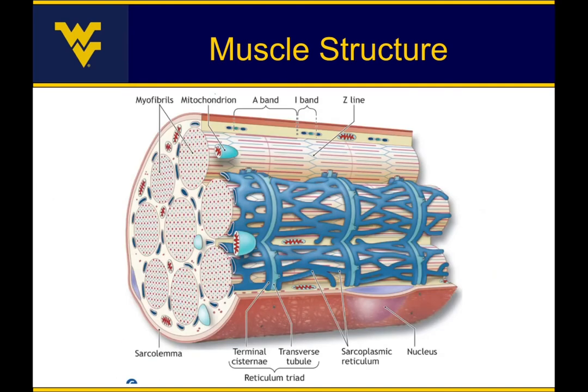In this image, we can see the sarcolemma, or the muscle fiber membrane, which wraps the entire muscle fiber. We can also see the sarcoplasmic reticulum. We can see that reflected in the blue mesh-like network that's wrapped around the myofibrils within this muscle fiber. And everything that is contained within the sarcolemma is within the sarcoplasm.